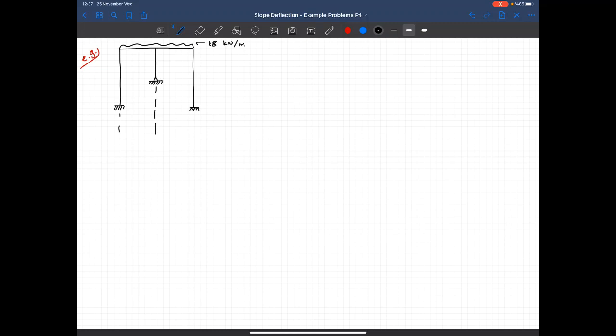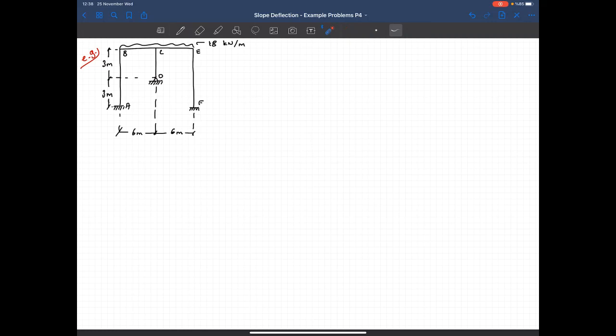So this distance is 6 meters. That distance is again 6 meters. The height of the first column is 3 meters, and this one is also 3 meters. Let's label A, B, C, D, E, and F. Let's try to analyze that structure. Okay, I will just calculate the unknown degrees of freedoms and stop.